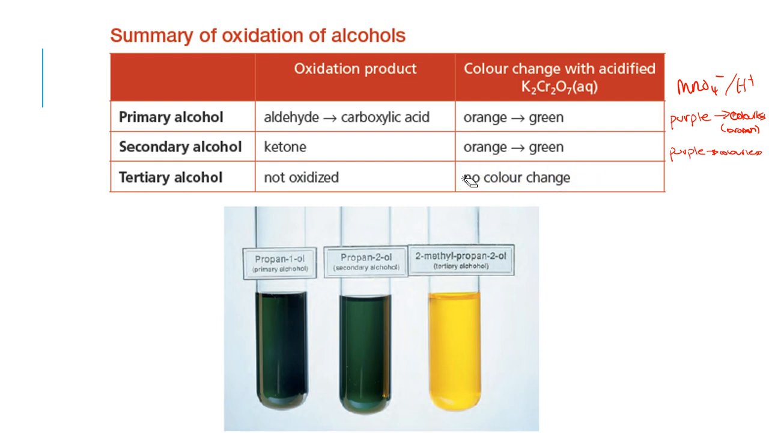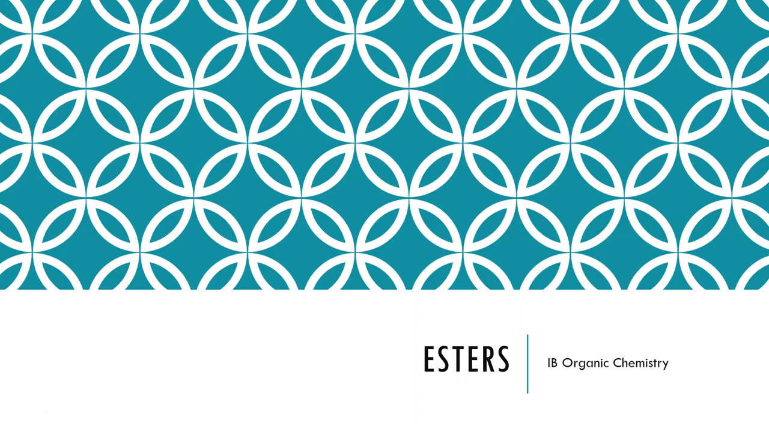And then here the tertiary alcohol will remain purple, because no reaction is going to occur for that. And this is an indication of those reactions. We can see that both of these, containing the primary and secondary alcohols, have turned green, and our tertiary alcohol remains that orangey color. So next up is esters, and we'll do that in another video.